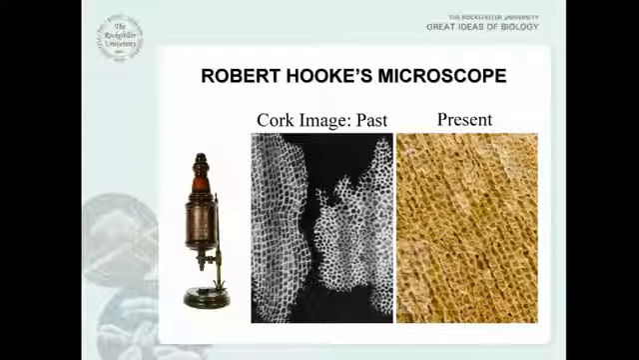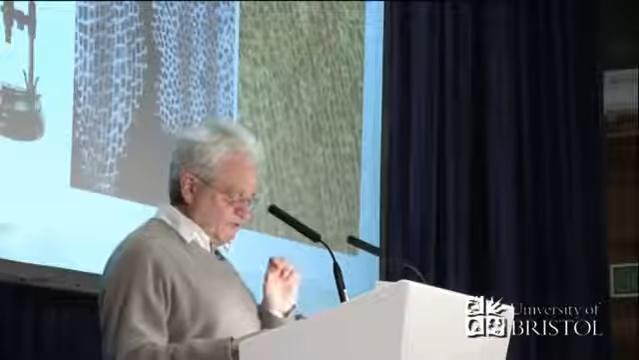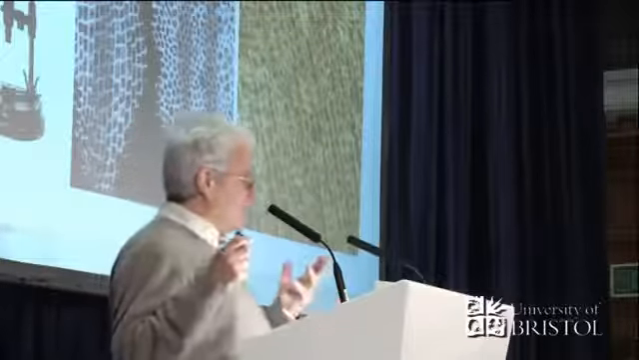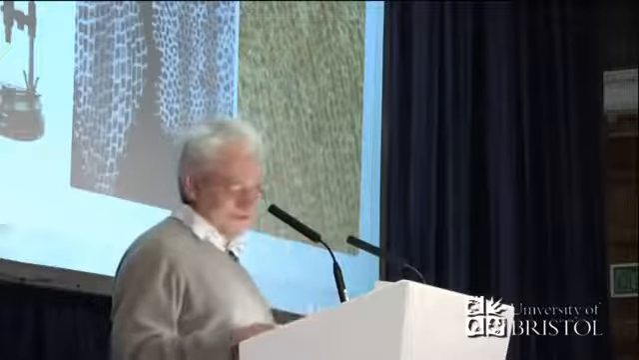On the right, we have a modern scanning electron micrograph of the same material. So this was the first observation and the first description and naming of the cell in 1665. Then, having made that discovery, it was quickly followed by many others. That's also quite a common feature in science. Once one person has discovered something, the whole world discovers it.